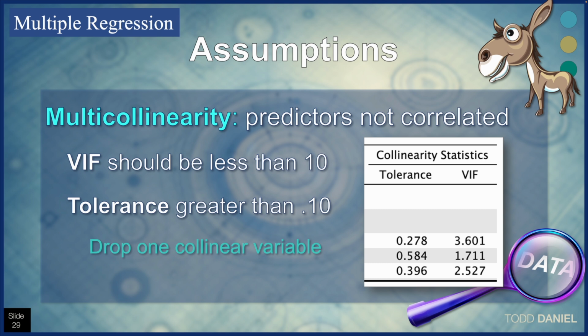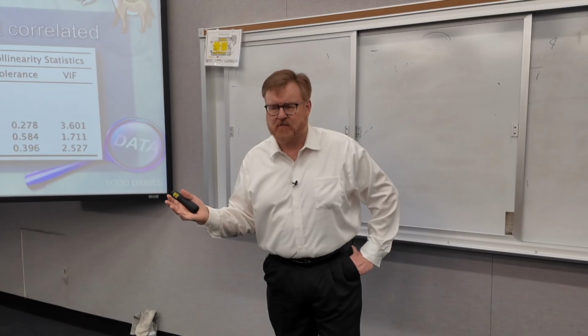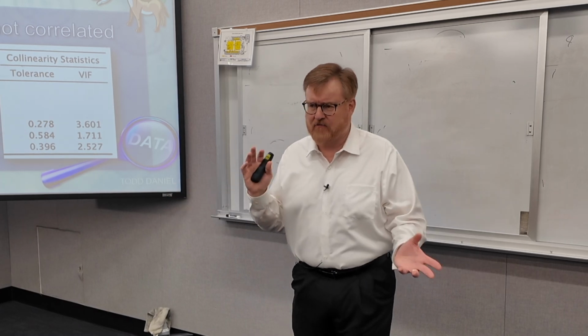Multicollinearity can be assessed by looking at the collinearity statistics. The VIF numbers should be less than 10, and the tolerance number should be greater than 0.10. And because of the way the math is done on this, if the VIF is less than 10, then the tolerance will be greater than 0.1. And if the assumption is violated for one, it'll also be violated for the other.